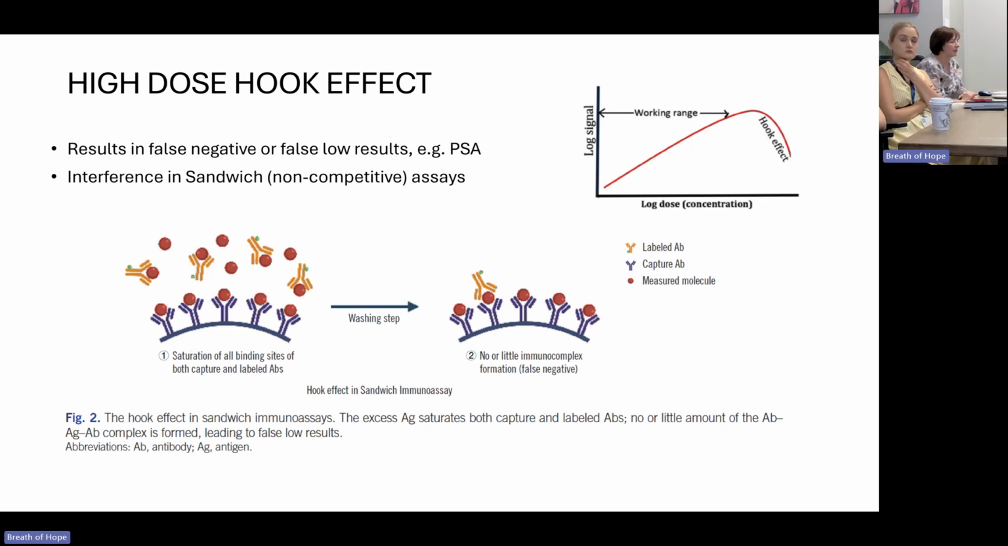Just a quick reference to the high-dose hook effect. Usually we see this in tumor markers with very high concentration. So it will result in false negative or false low results. It's usually sandwich assays or the non-competitive assays. So in these cases, the excess antigen, in this case your tumor marker, saturates both the capture and the labeled antibodies, and there's no or little amount of the antibody-antigen complex formed, leading to a false low result. And the way that we would detect this is with dilution studies. You will see that the value actually gets higher.